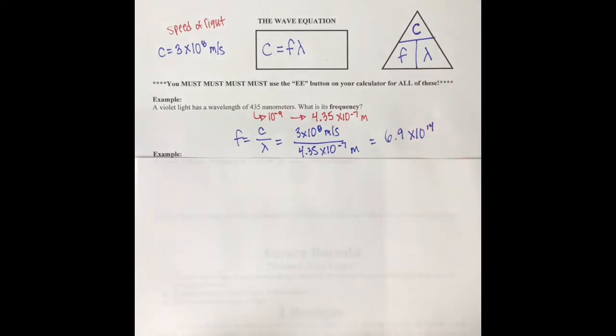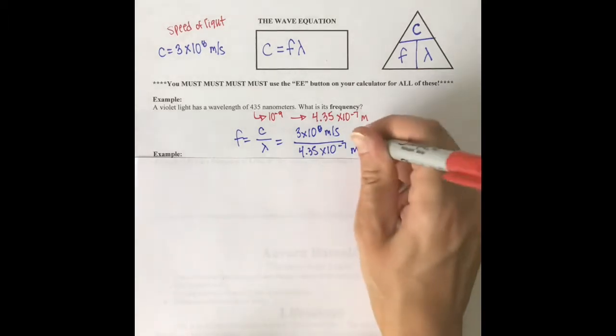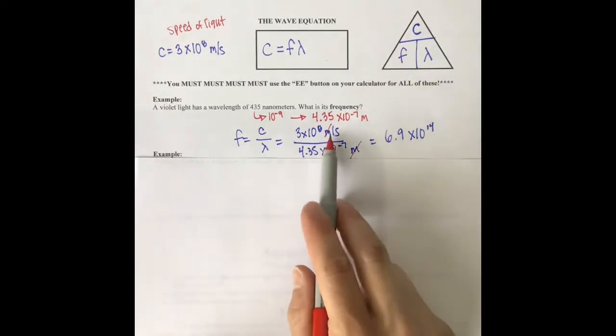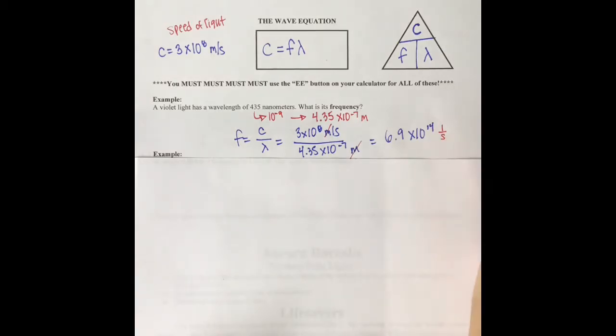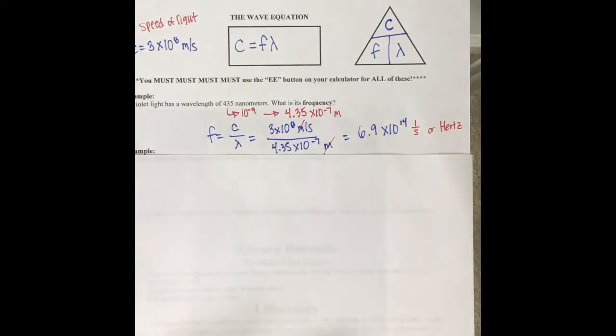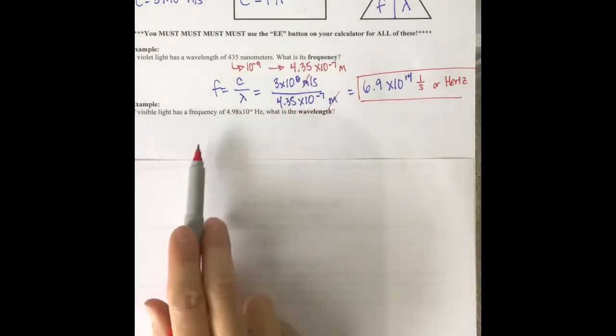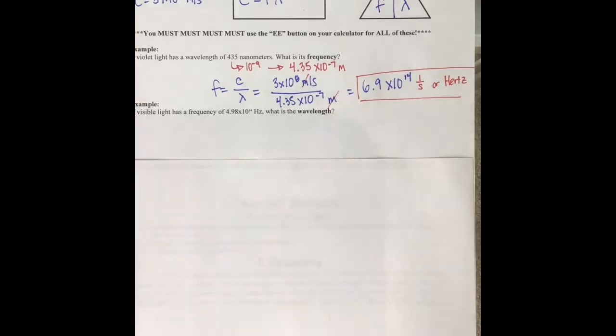And what units do I put on frequency? If you're going to cancel units, your meters cancel, and I have per second or 1/seconds. That is the same thing as hertz. 6.9 times 10 to the 14th hertz. All right, I'd like you to try to set up the second one, get as far as you can, and then come back here and we will check it together.